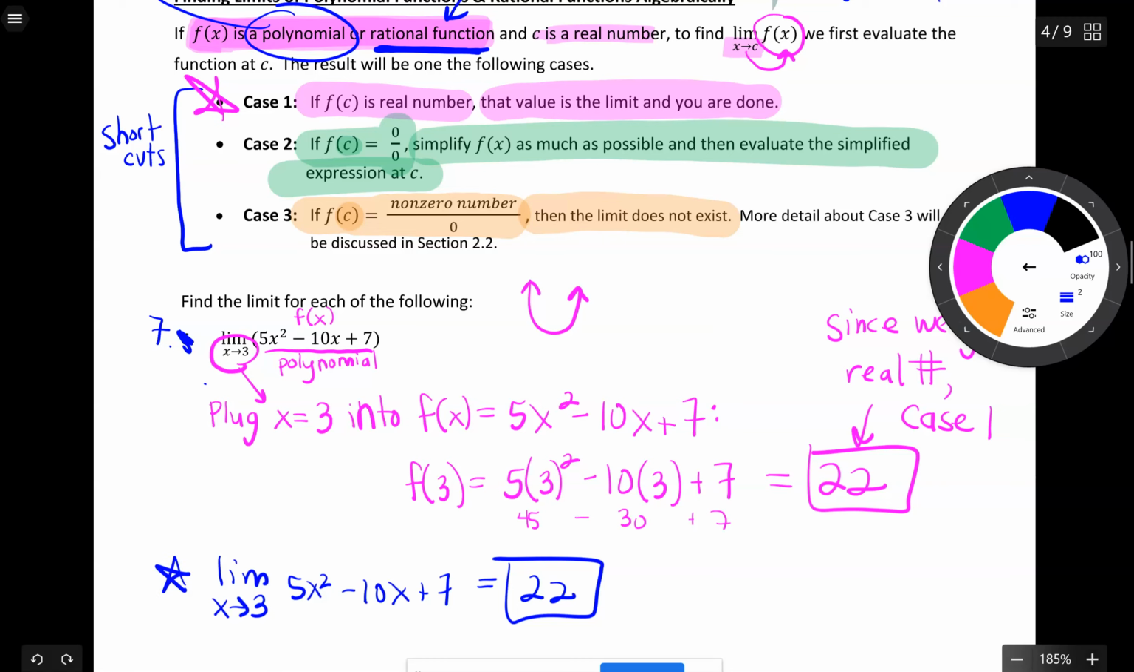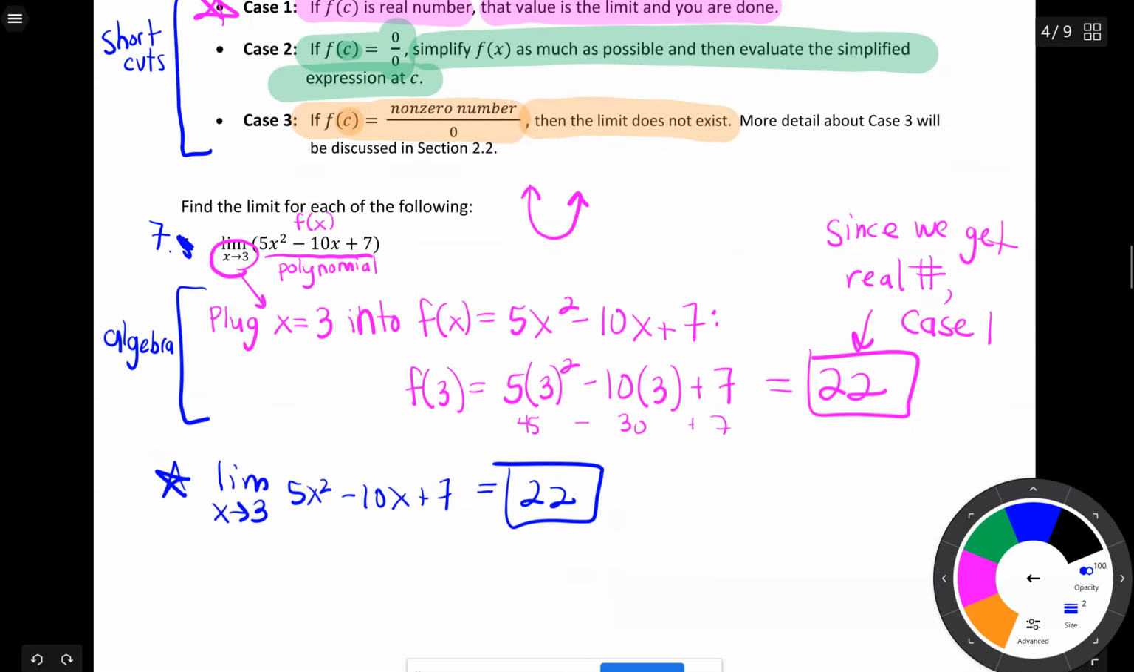But that's the algebra. This is the algebra supporting, it's algebra mixed with calculus, right? It's supporting this algebraically using the theorem. Okay, so let's see some examples of case 2 and case 3 here. Here we go. Okay.